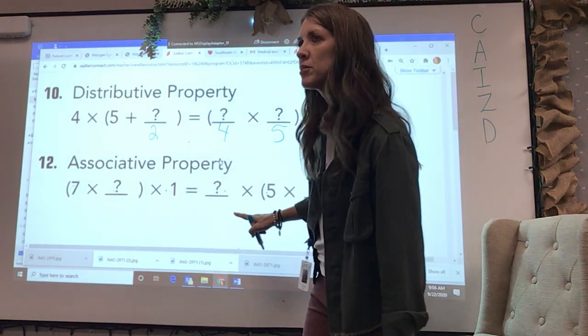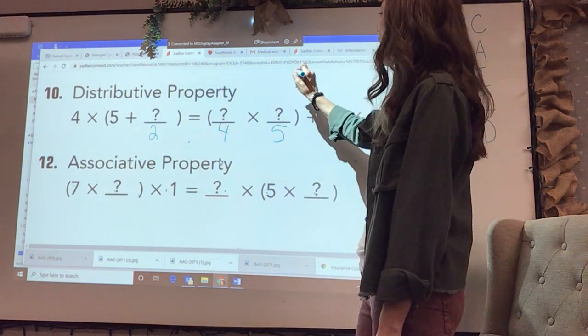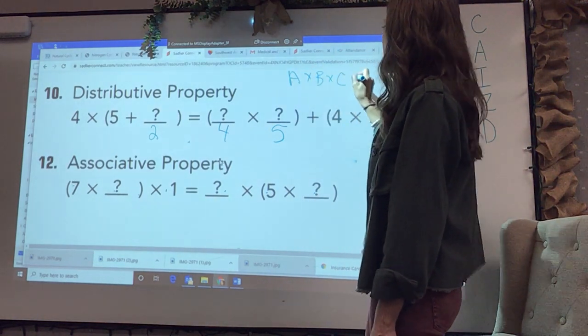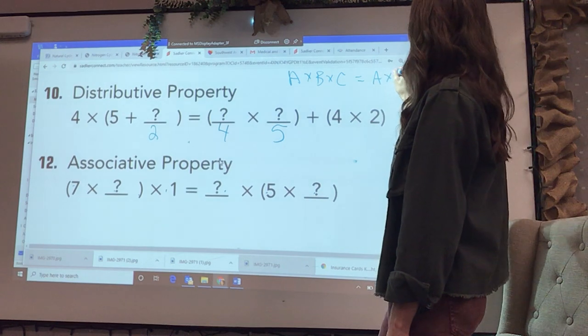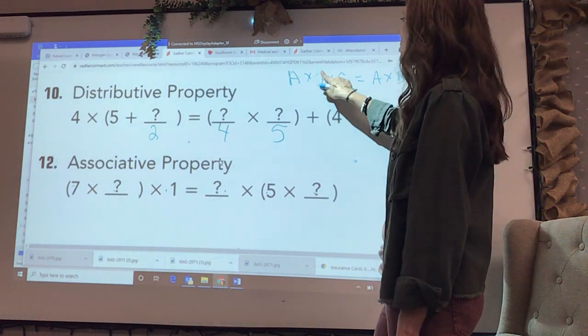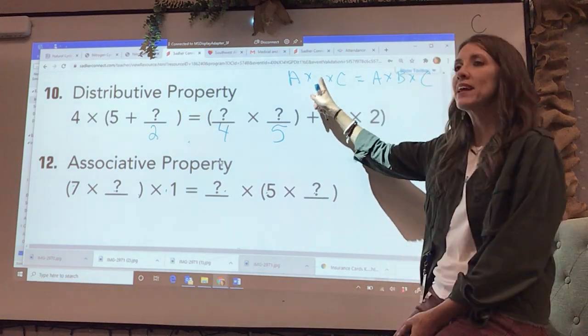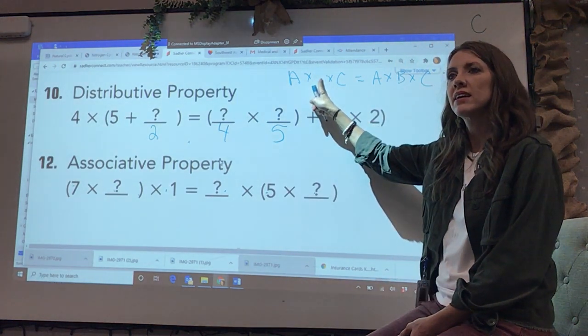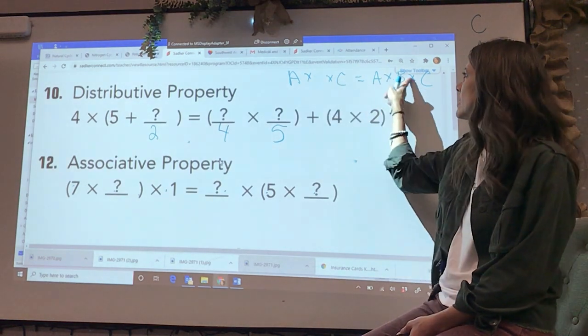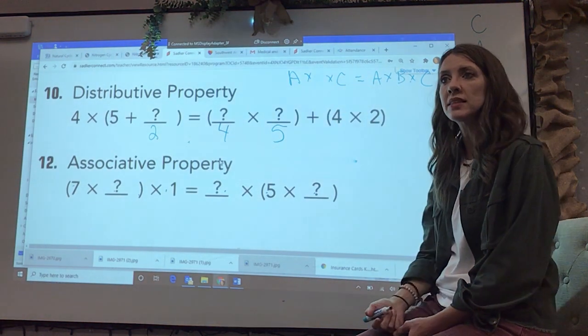Do you understand what I'm doing? So if you have A times B times C is equal to A times B times C. What they did is they said, let's take this one out of here. Where are you going to find that answer right there? Over here. It's right there. You're going to say, oh, it's B. These are equal to each other. Does that make sense?